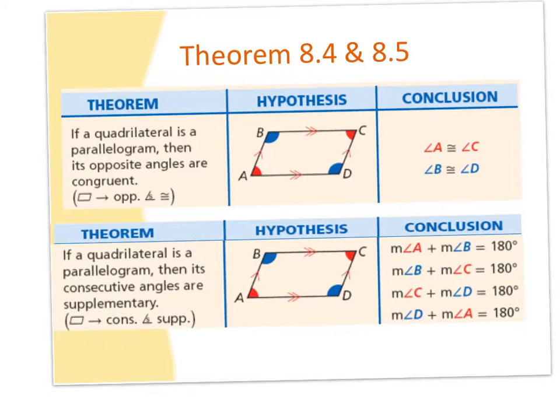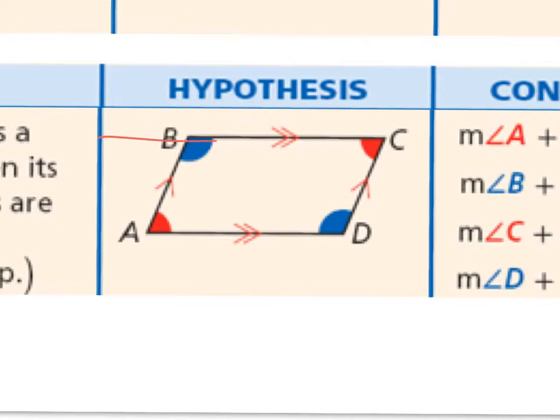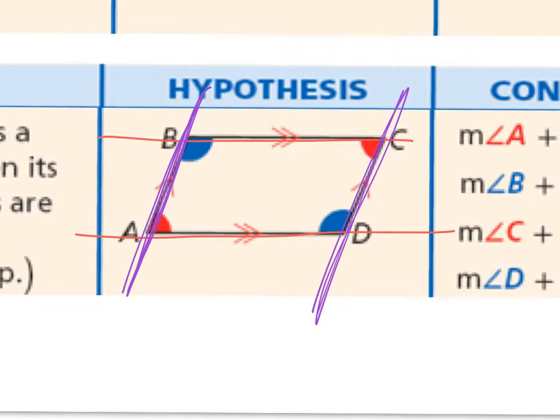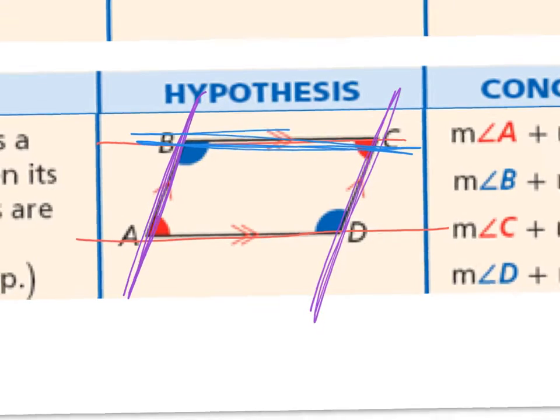So why do you think this happens? Look at the parallelogram as though these are two parallel lines and this is a transversal. What's the special relationship between angle B and angle A? They're same side interior, right? And what's true about same side interior angles if the lines are parallel? They're supplementary. So as I move around that parallelogram, it's going to continue to happen. If these two are my parallel lines and this is my transversal, then B and C are same side interior, so they are supplementary. Okay? So that's where this comes from.